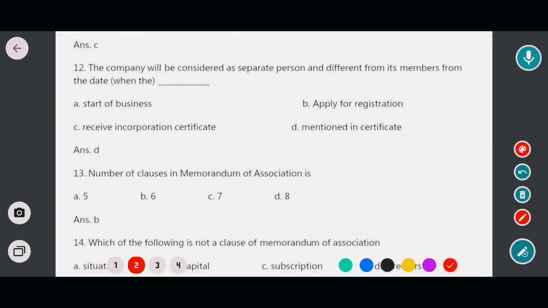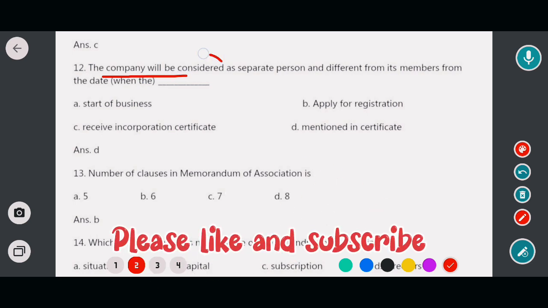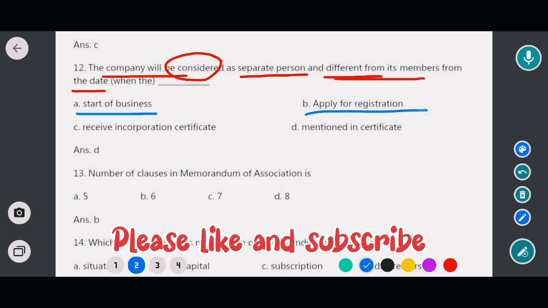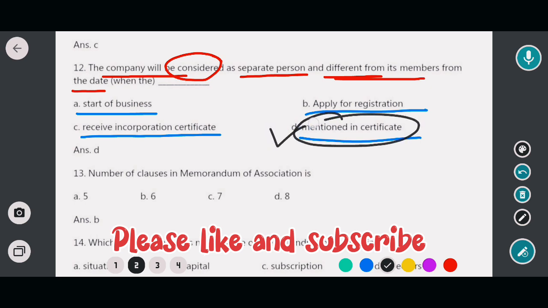The next question is: the company will be considered as a separate person and different from its members from the date when the dash. Options are the start of business, apply for registration, receive incorporation certificate, and mentioned in certificate. So in this case the correct option would be option D, that means mentioned in certificate. That means option D would be the correct answer. Okay, so now into next question.